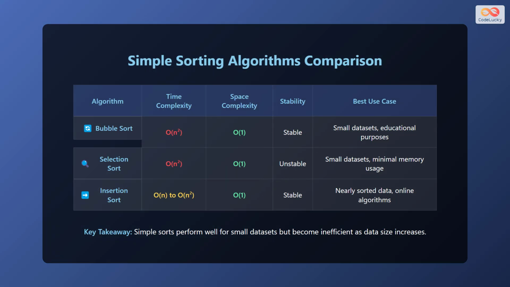Here is a comparison of the simple sorting algorithms we have discussed so far. Bubble sort, selection sort, and insertion sort all have a time complexity of O(n²), but insertion sort can perform better for nearly sorted data. All three algorithms have a space complexity of O(1), meaning they require minimal additional memory. Bubble sort and insertion sort are stable, while selection sort is unstable. Simple sorts are best suited for small datasets and educational purposes.